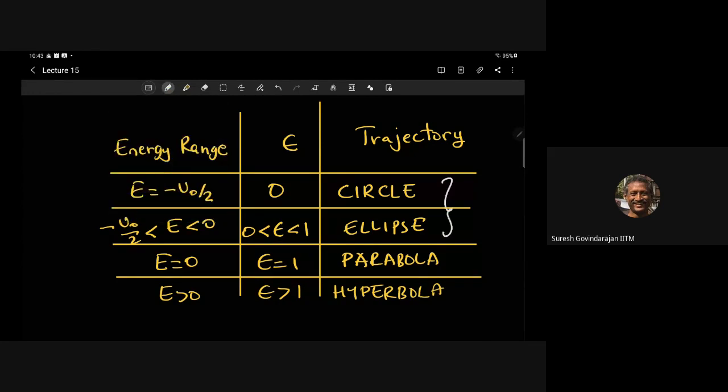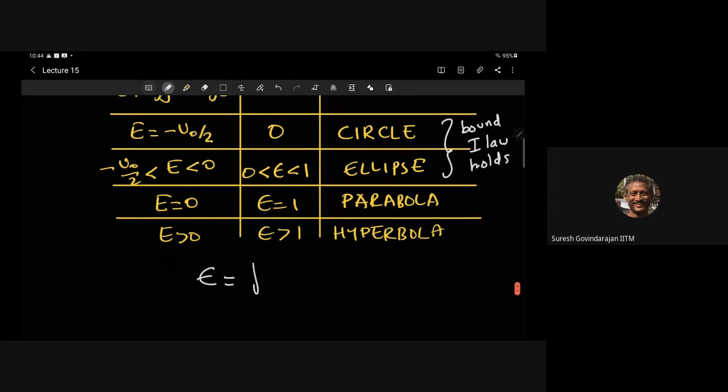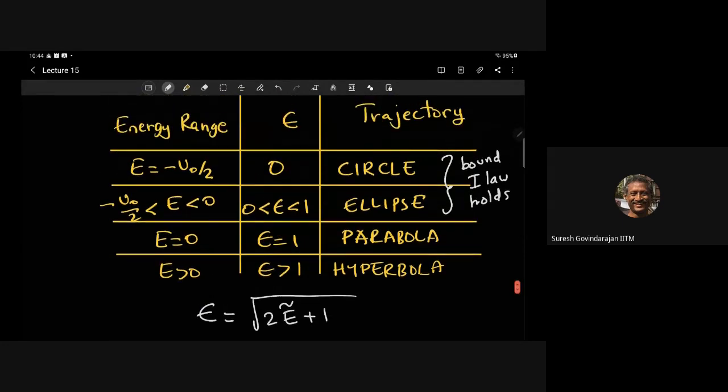Okay, so these are bound. So this is where the first law holds or is applicable. And I just want you to remember that epsilon was the square root of 2 E tilde plus 1. So you can see that when E tilde is minus half, the epsilon is 0. Okay, so this concludes our discussion.